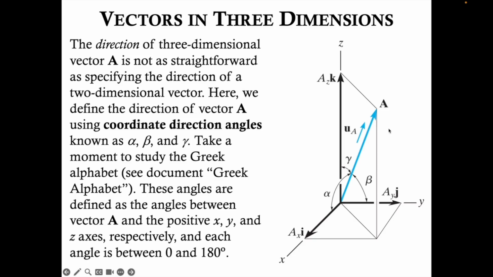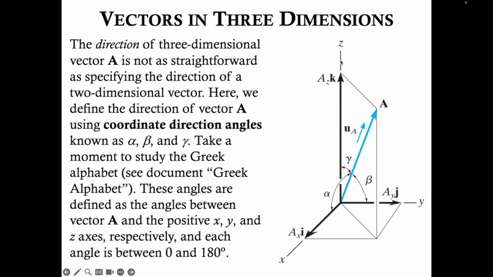So what we do here is imagine vector A, just like it's already shown. If we locate the vector A or position it such that its tail is at the origin of the xyz coordinate space, then alpha is the angle between the vector A and the positive x-axis, this angle here. Beta is the angle between the vector A and the positive y-axis, and gamma is the angle between the vector A and the positive z-axis.